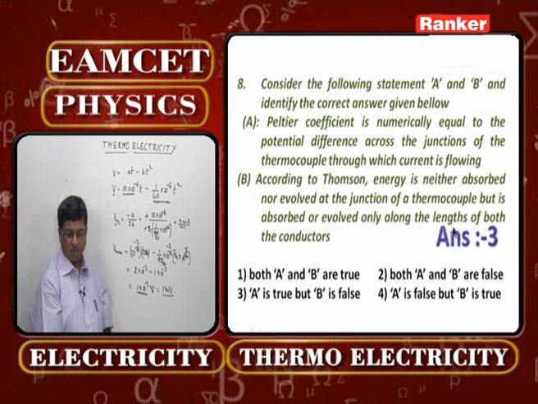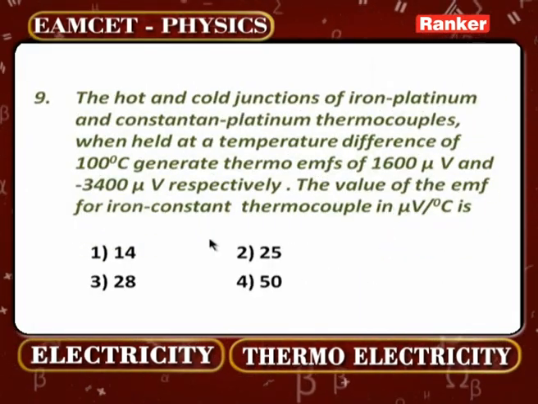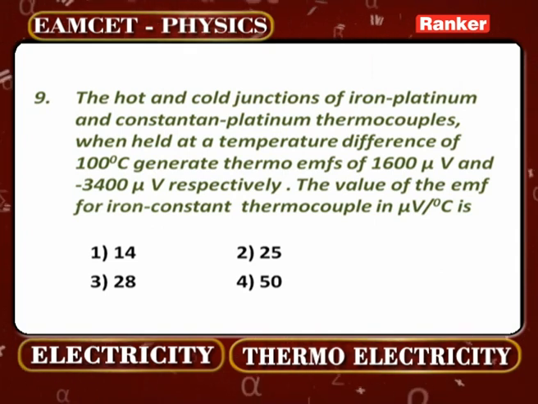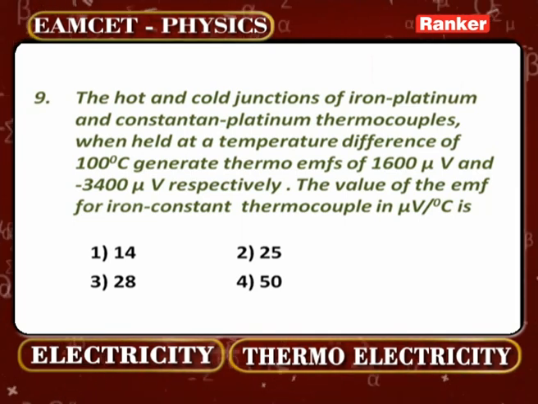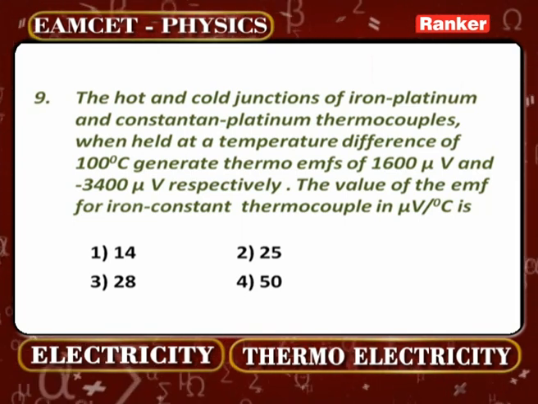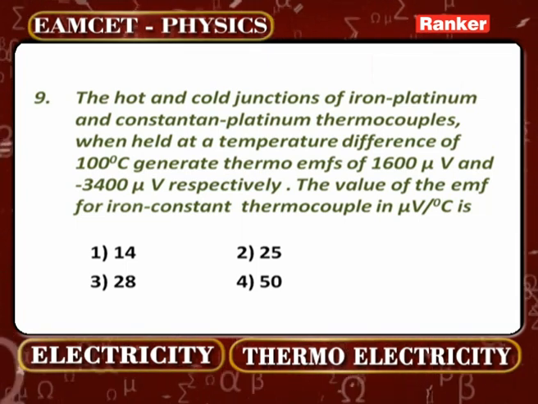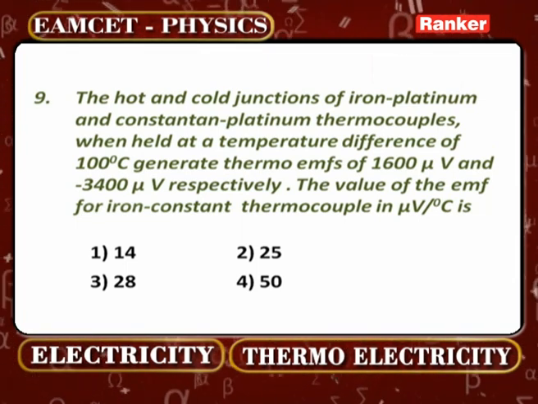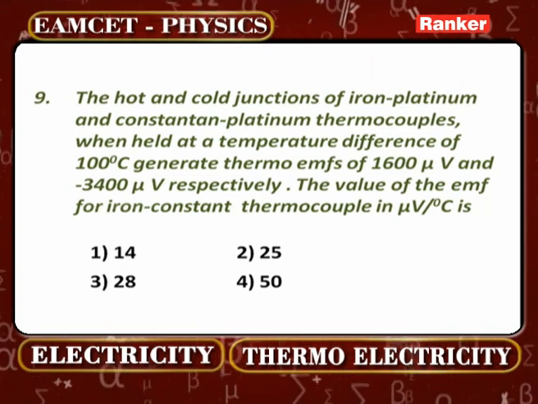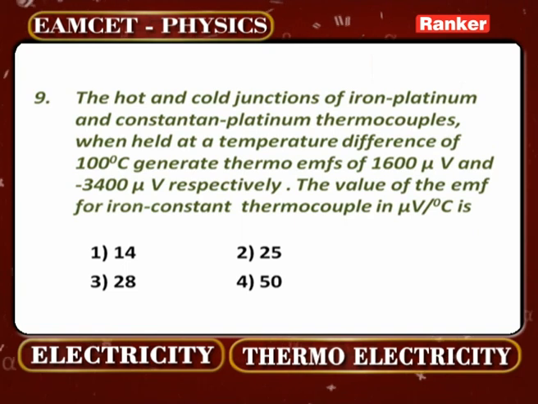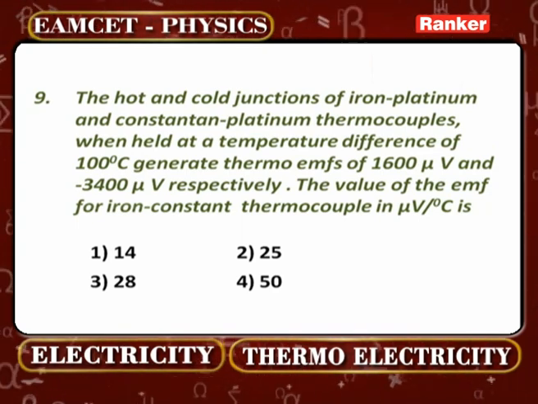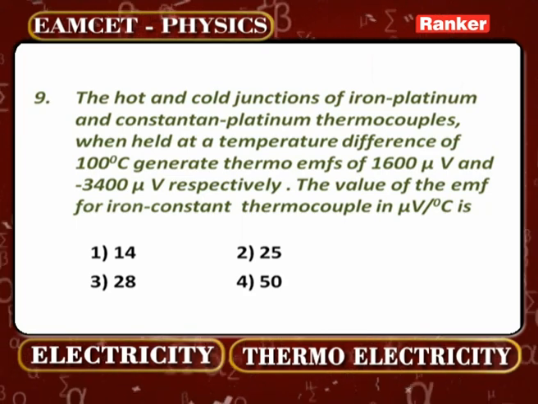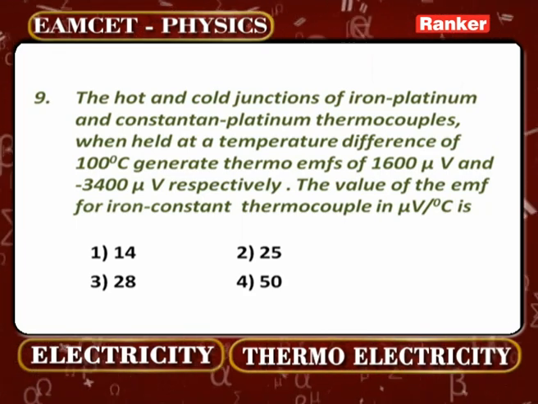Look at the next number, that is problem number 9 now. Look at the values. The hot and cold junctions of iron platinum and constant platinum thermocouples, when held at a temperature difference of 100 degrees centigrade, generate thermo EMFs of 1600 microvolt and minus 3400 microvolt respectively. The value of the EMF for iron constant thermocouple in microvolt per degree centigrade is how much? That is the concept now. Look at this particular value. The problem that has been given here is based on the law of intermediate metals.